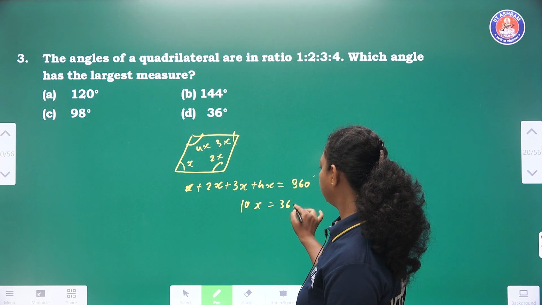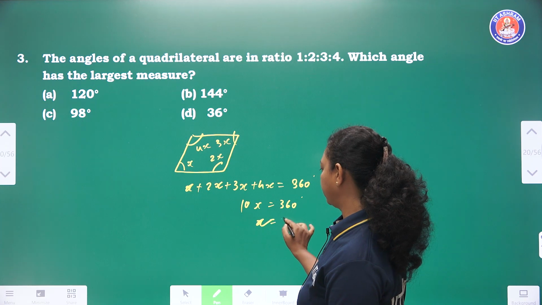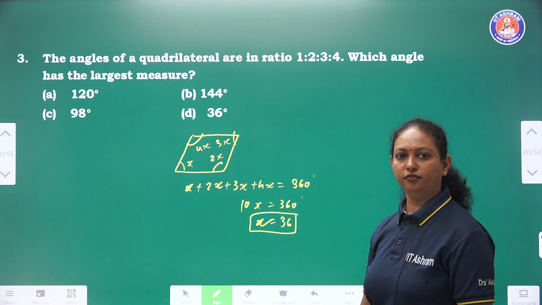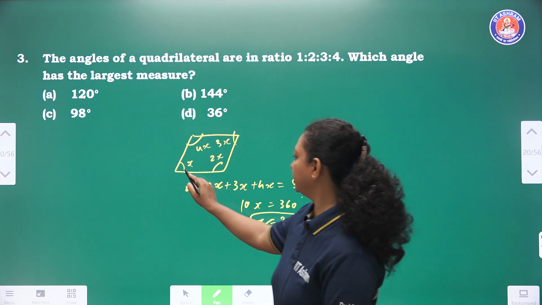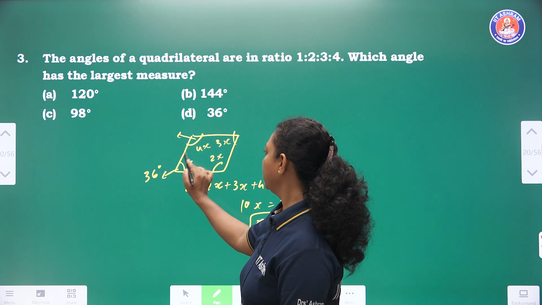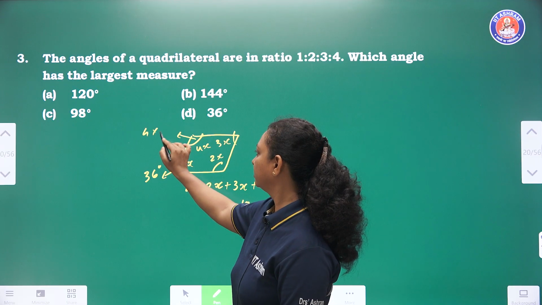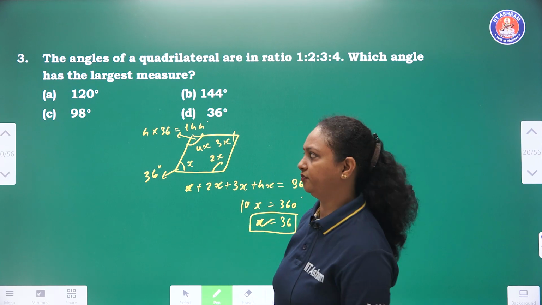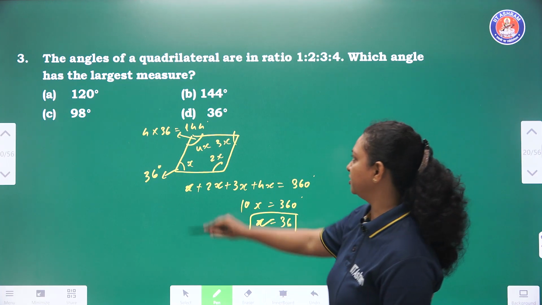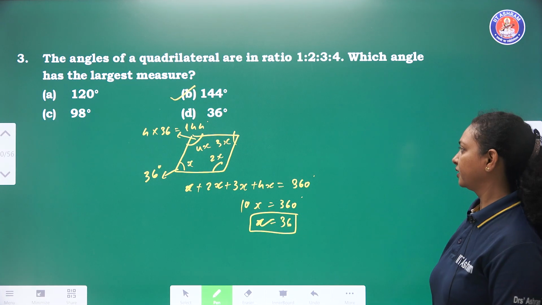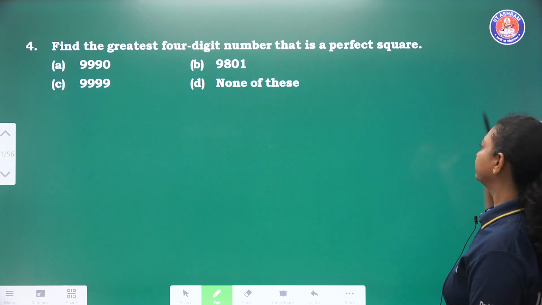10x is equal to 360 degrees. Therefore, x is equal to 36. So the smallest angle is 36 degrees. But here they have asked for the greatest one. So, that is 4 into 36. So, it is how many degrees? 144 degrees. So, among these, which option is correct? B. Okay, move on to the next one.